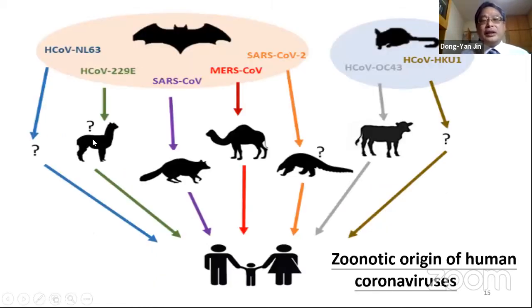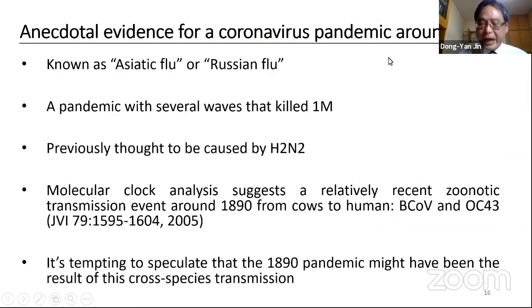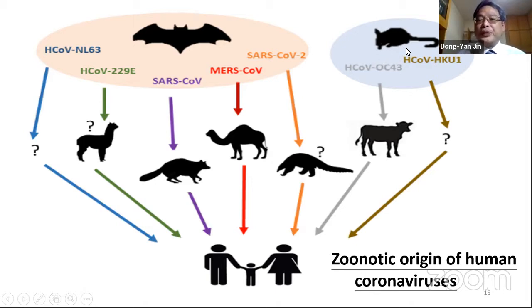So now, after this brief introduction of the virus and the disease, I switch gear to talk about the zoonotic origins. As shown here, for all seven human coronaviruses, from an evolutionary point of view, bats are the reservoir host for at least five human coronaviruses. And mice and rats, the rodents, might be the reservoir for two human coronaviruses, OC43 and HKU1.